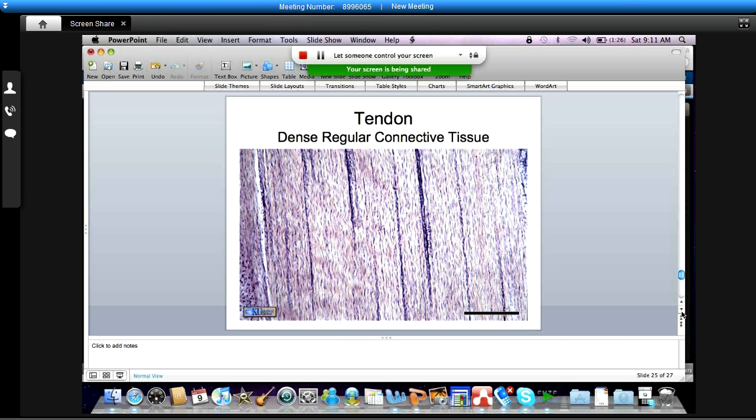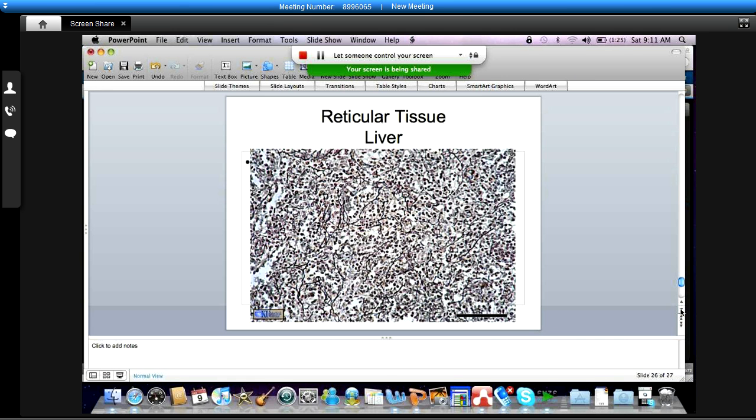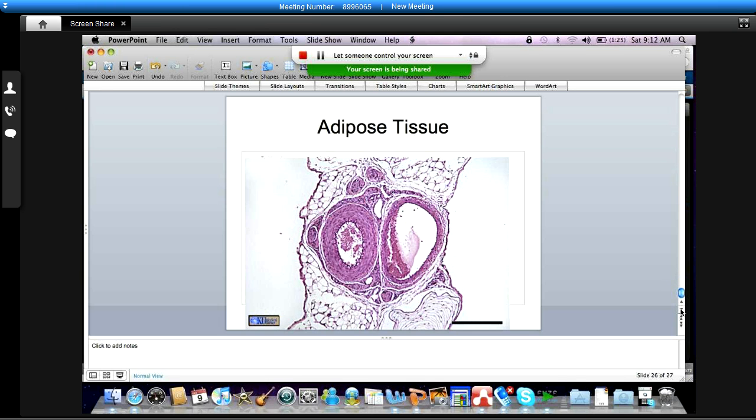Dense regular connective tissue. Again, you need a little bit of a definition here. It can sometimes be confused with skeletal muscle, but I doubt it because of the staining pattern. It takes a particular stain to stain dense regular connective tissue. Reticular tissue of the liver, again, another classic picture that's shown for an exam.